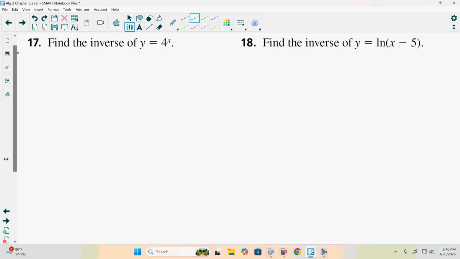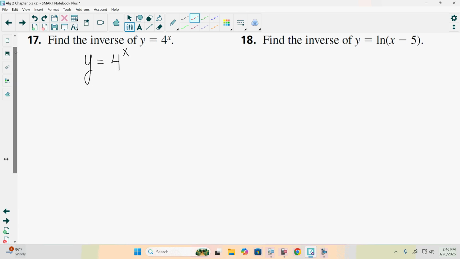y equals 4 to the x. I'll rewrite it, you don't have to. We are not in function notation, so the first thing we can do is switch the x and y. Now we need to get that y out of the exponent. The only way we can do it is with logs.